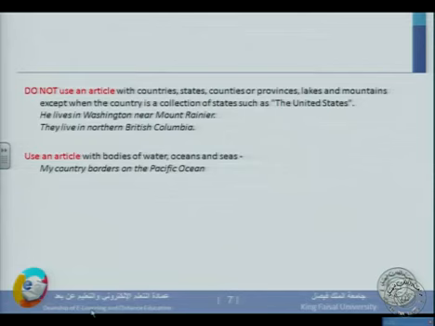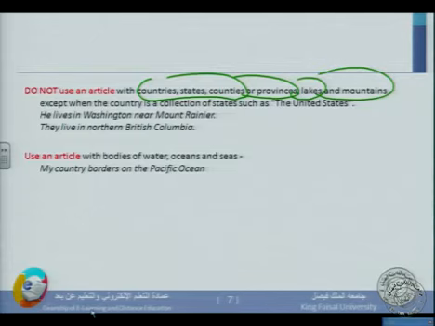Do not use an article with countries. حكينا هذه العبارة ما بنستخدمها لا مع countries ولا states ولا counties، لا مقاطعات ولا دول ولا أسماء ولايات أو بحيرات lakes أو جبال. Except when the country is a collection of states such as the United States of America. ما عدا إذا كانت البلد هي مجموعة ولايات collection of states مثل the United States of America. نقدر نستخدم the في هذه الحالة.